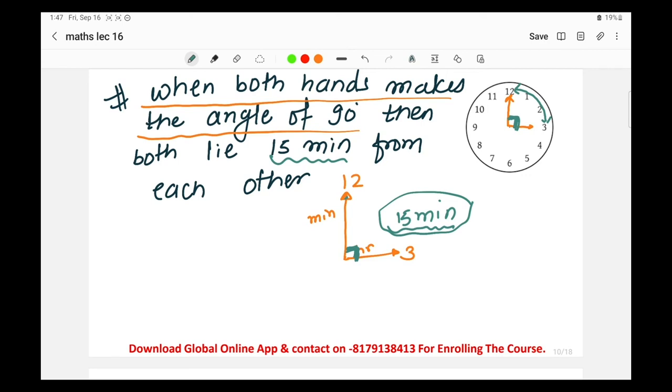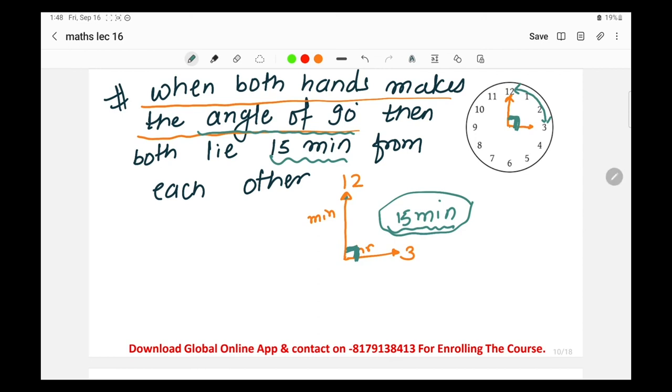Also the same thing that we have to keep in mind, that the angle made by hour hand and minute hand is 90 degree. In 1 hour this occurs twice. Okay, hour hand and minute hand making the angle of 90 degree. Such a situation occurs twice in 1 hour. In 1 hour, minute hand and hour hand will make the angle of 90 degree twice.